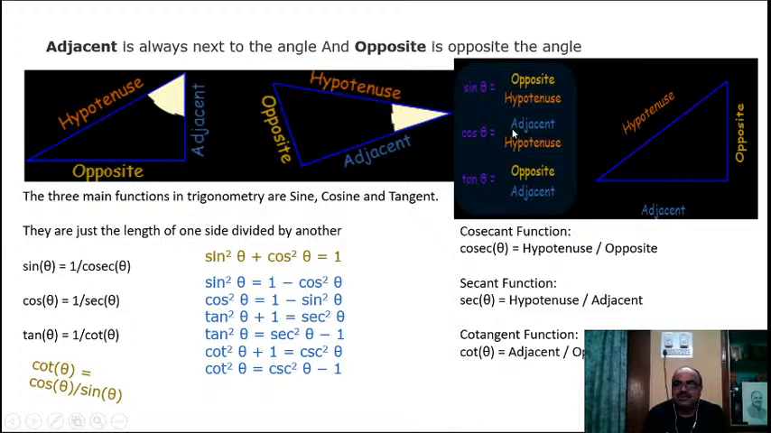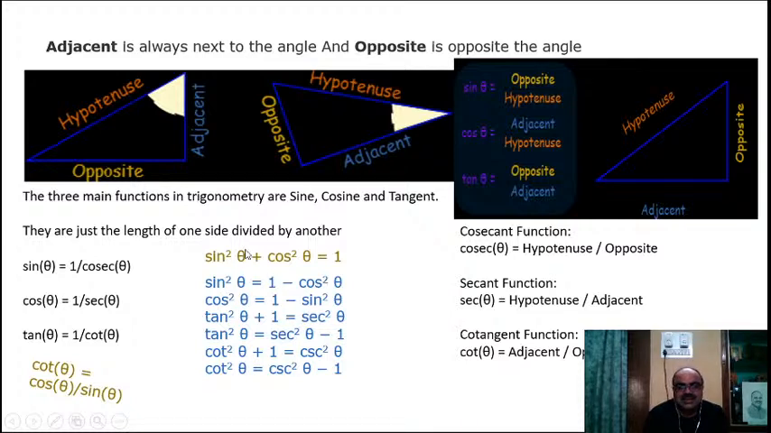Take the LCM of hypotenuse square, and in the numerator opposite square plus adjacent square. According to Pythagoras, these two are nothing but hypotenuse square. So hypotenuse square by hypotenuse square is 1. So sin square theta plus cos square theta equals 1.